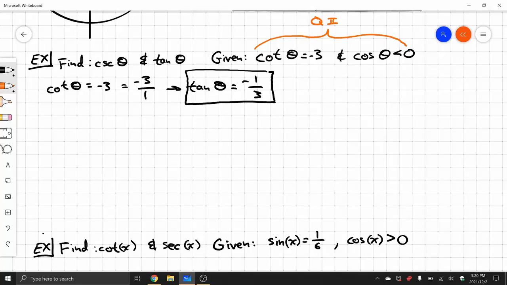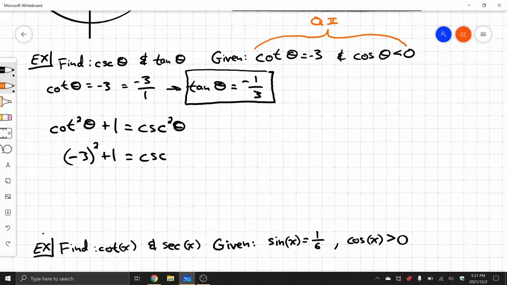Now we're going to use our Pythagorean identities, and I'm going to say cotangent squared theta plus 1 is equal to cosecant squared theta. I see cotangent squared theta. Well, that's just going to be this negative 3 squared plus 1 is going to equal my cosecant squared theta. Negative 3 squared is 9, plus 1 equals 10. So 10 equals my cosecant squared theta. Now I'm going to have to take the square root of both sides.